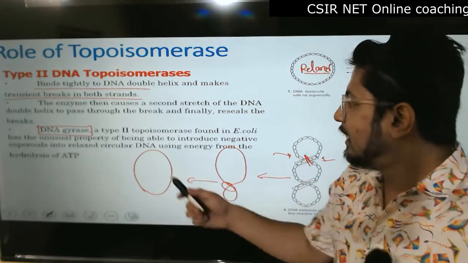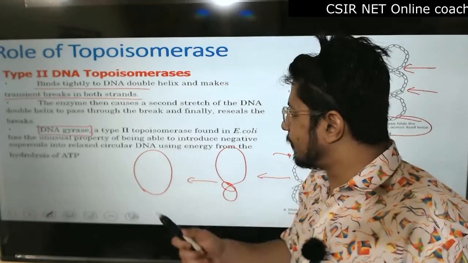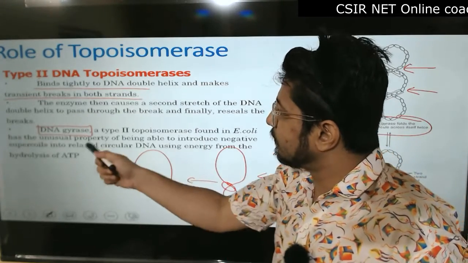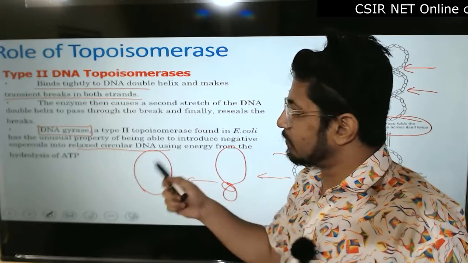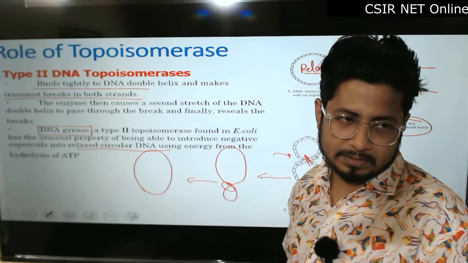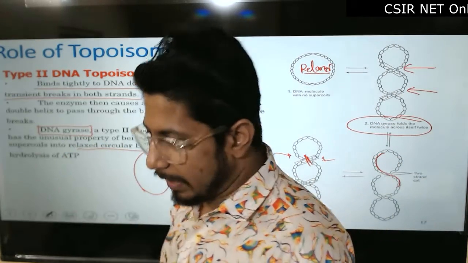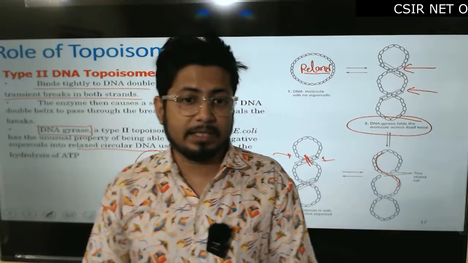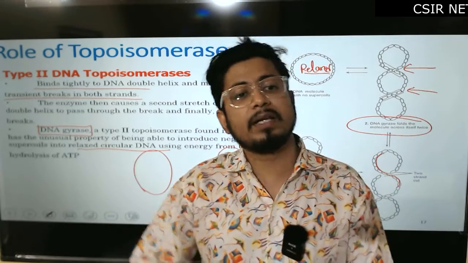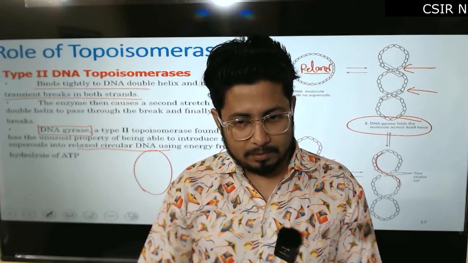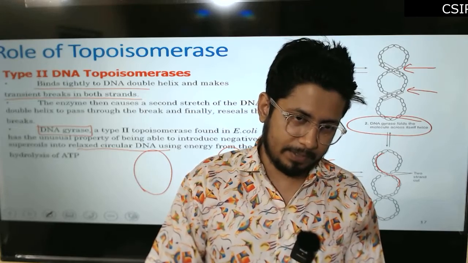DNA gyrase, a type 2 topoisomerase found in E. coli, has the unusual property of being able to introduce negative supercoils in relaxed circular DNA using energy from ATP hydrolysis. Gyrase works during transcription, where the movement of polymerase causes the formation of negative supercoils upstream and positive supercoils downstream. So gyrase releases those negative supercoils in the upstream.